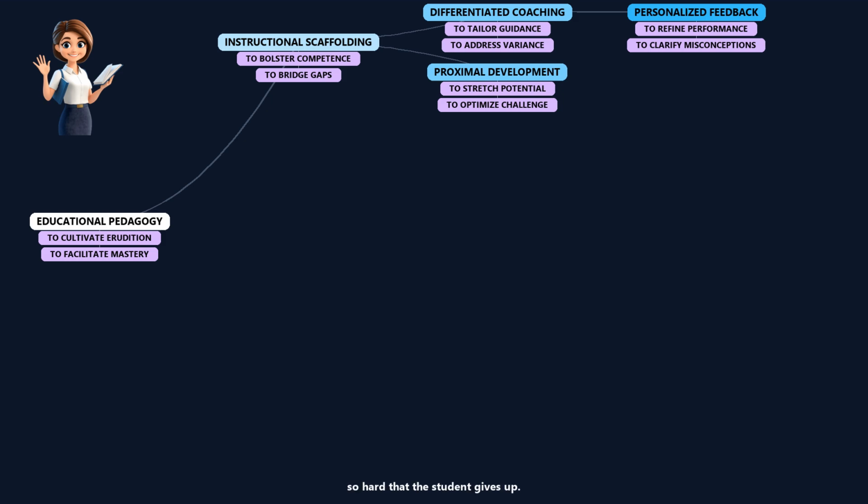Proximal development. Targeting proximal development is designed to stretch potential and optimize challenge by keeping work difficult but achievable. Essentially, we are making sure the work is not too easy, but not so hard that the student gives up.